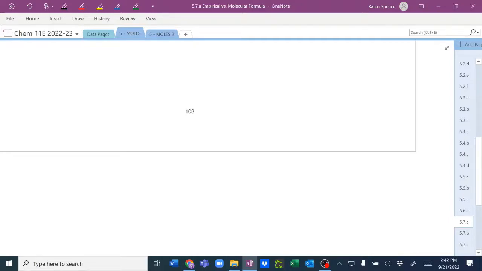The empirical formula doesn't matter what the real thing is. It's just the simplest one. Does that mean there's a CH2 that exists? No. The empirical formula doesn't actually matter. And this little experiment we're going to do is going to show you why we just do the simplest whole number ratio.